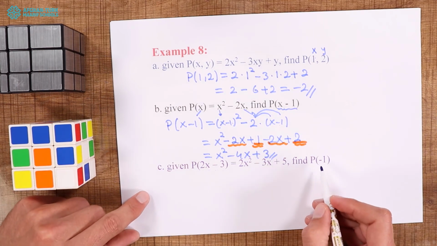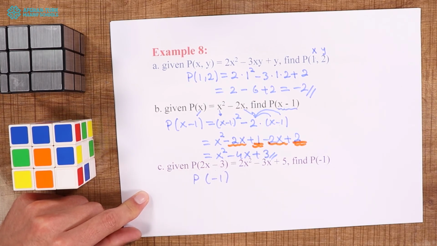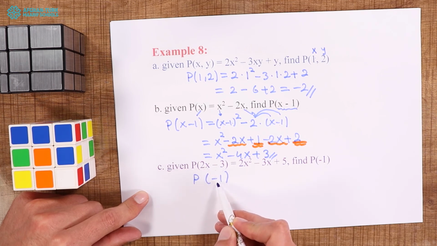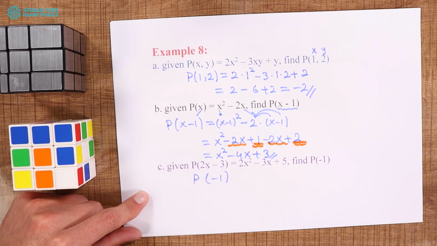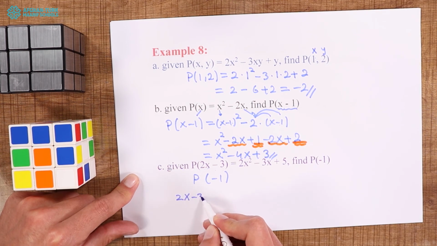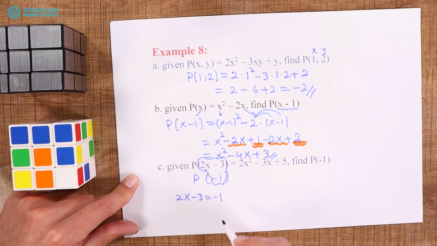So I'll tell you, to solve this kind of question we must find p of minus 1. It means for what value of x this will be minus 1. For what value of x this will be equal to minus 1. So of course 2x minus 3 is equal to minus 1. After that 2x is equal to minus 1 plus 3, 2. So divide by 2, x will be 1.